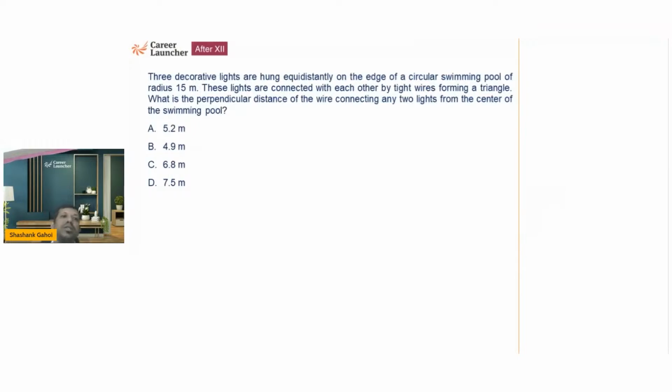Now, 3 decorative lights are hung equidistantly on an edge of a circular swimming pool of radius 15. So I got radius 15, and 3 lights are hung. This is something it is going to look like. Circular swimming pool, 3 lights: 1 light is here, 1 light is here, 1 light is here. And the radius of this is 15. So I know that this distance is 15, this distance is 15, and all 3 of them are equidistant.